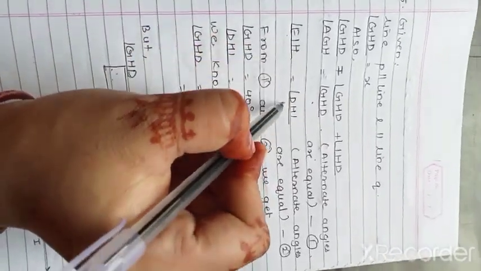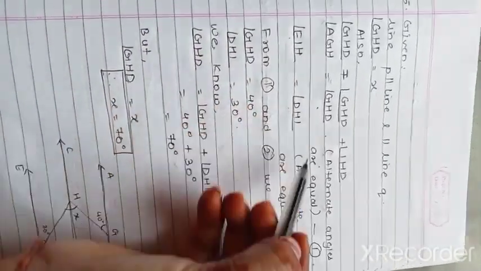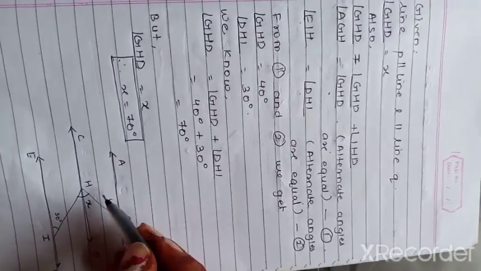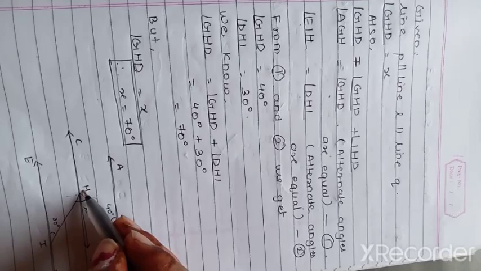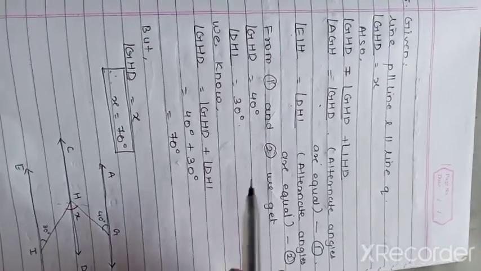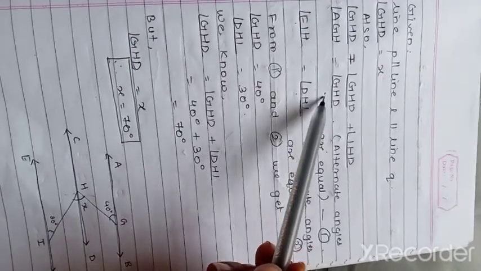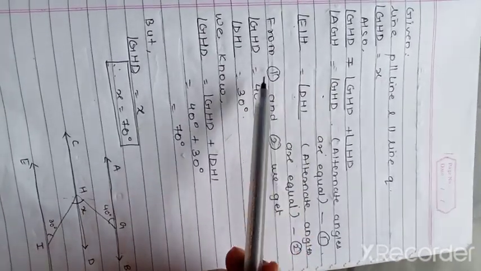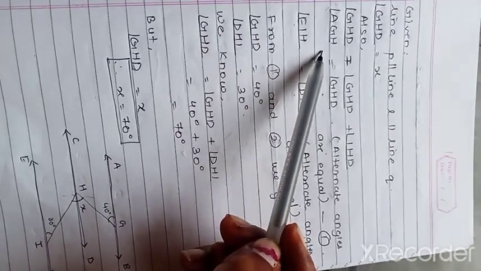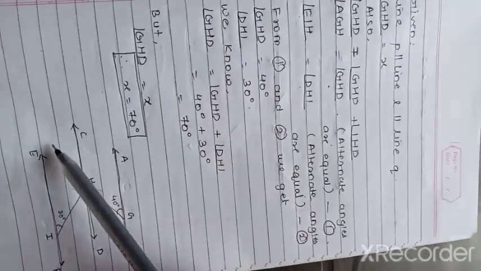Again, EIH is equal to DHI. Reason again, alternate angle is equal. This forms an alternate angle. Again, this and this forms an alternate angle. So from 1 and 2 we can say that GHD is equal to 40 and DHI is equal to 40, because AGH is 40 and EIH is 40.